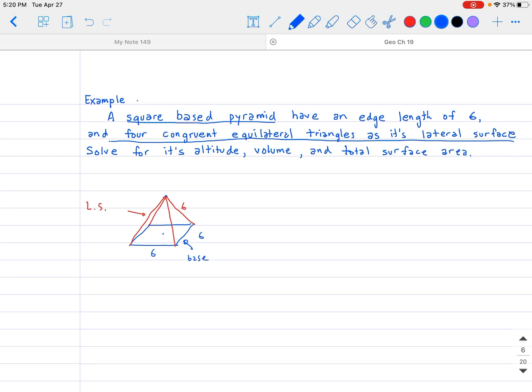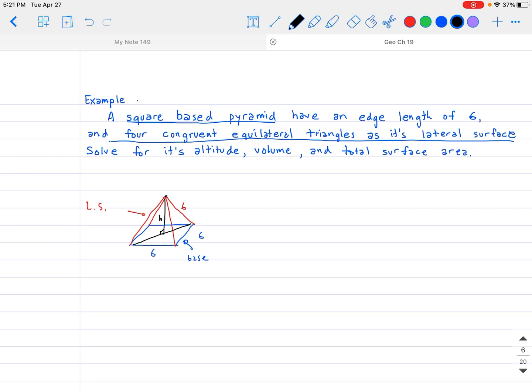Okay, so solving for the altitude, let's go ahead and draw the altitude so you can see how we can solve for that. Now remember, the vertex of this pyramid is going to be directly above the center of the square. So what we can do is draw the diagonal through the square, and from there you can see that we also have an isosceles triangle where this guy right here is going to be perpendicular, and that is going to be the height that we need.